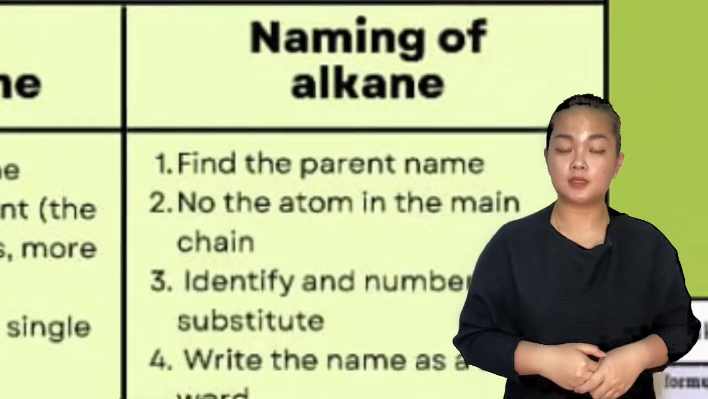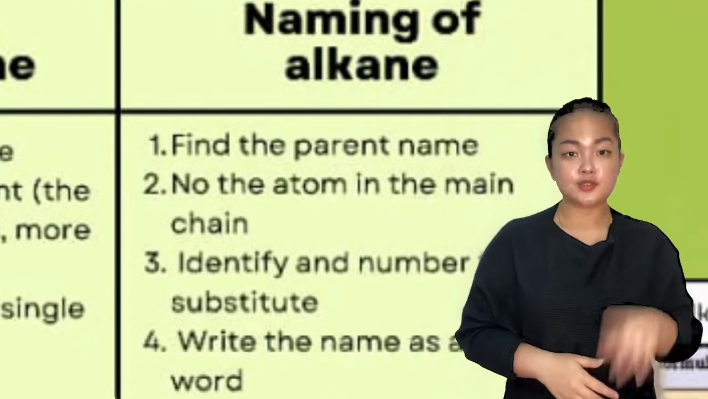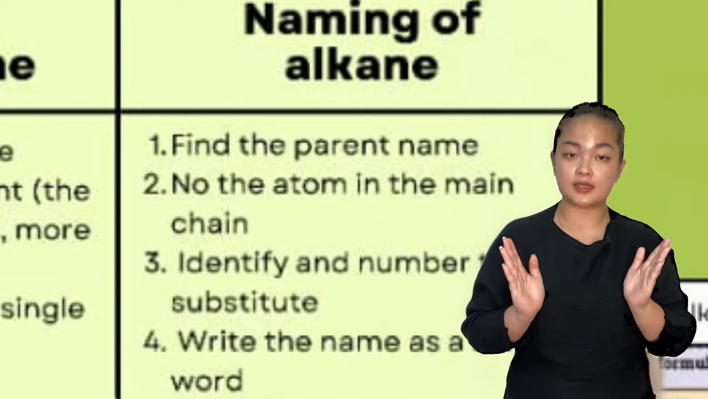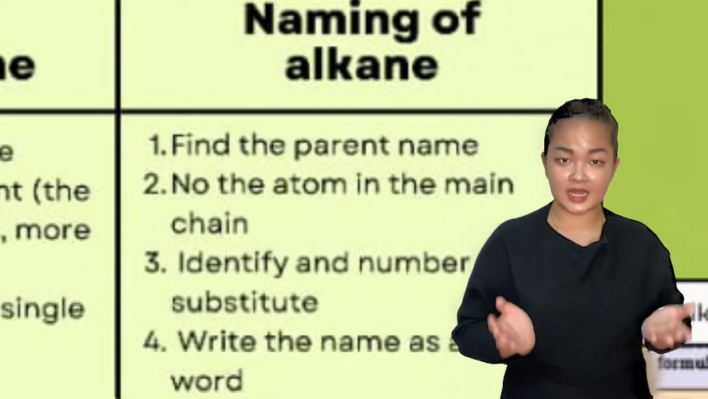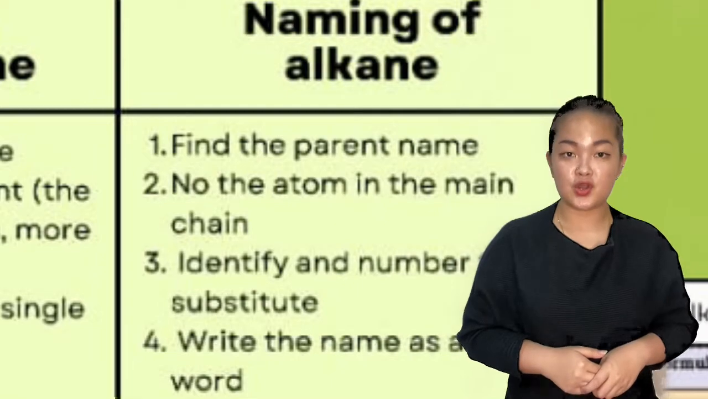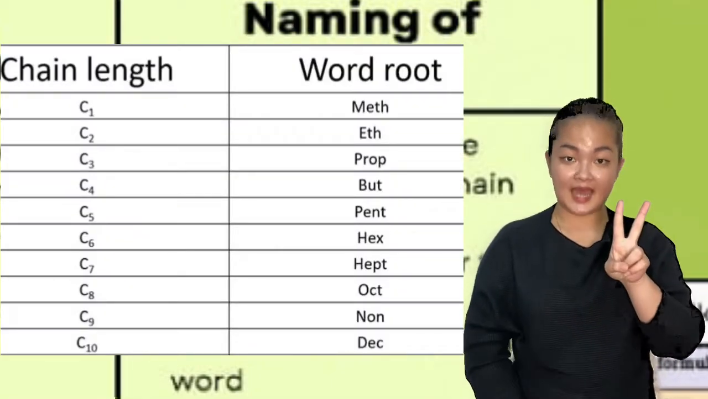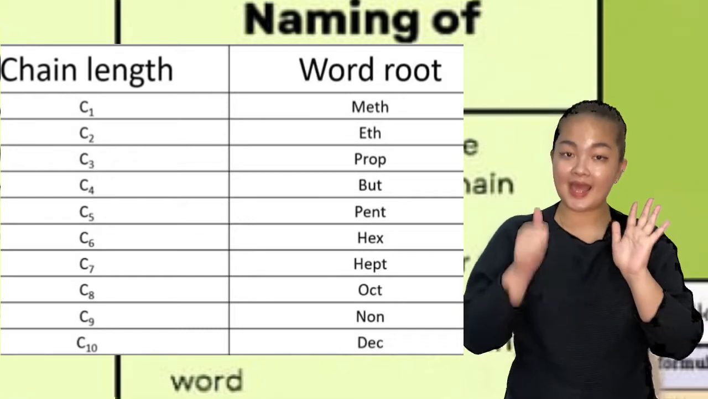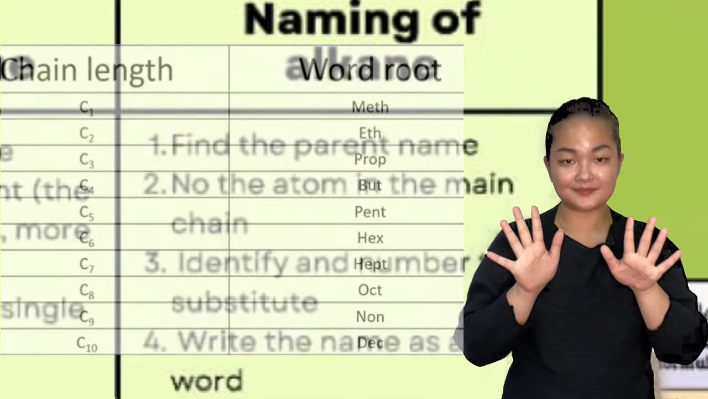Before we talk in more detail about alkane, first we're going to learn about the naming of alkane. The first step is to find the longest continuous chain of C atoms, which we call the parent name. And before that, we should know each of the nomenclature of alkane. So we start with 1C, which we call met. 2C is eth, then continue with prop, but, pent, hex, hept, oct, non, and 10C is dec.